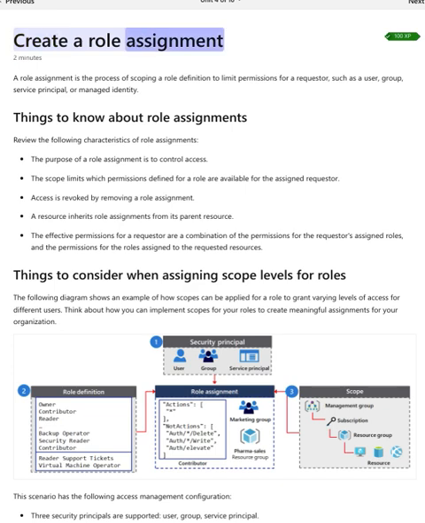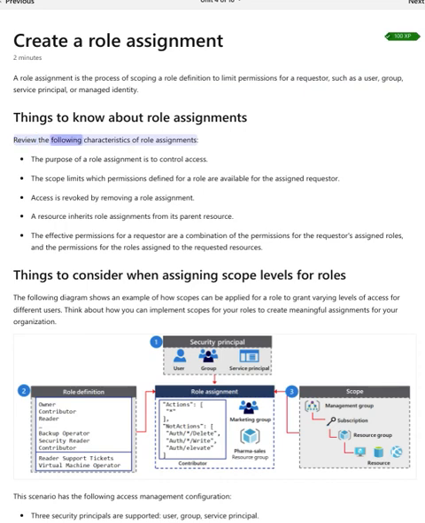Create a role assignment. A role assignment is the process of scoping a role definition to limit permissions for a requester, such as a user, group, service principal, or managed identity. Things to know about role assignments.